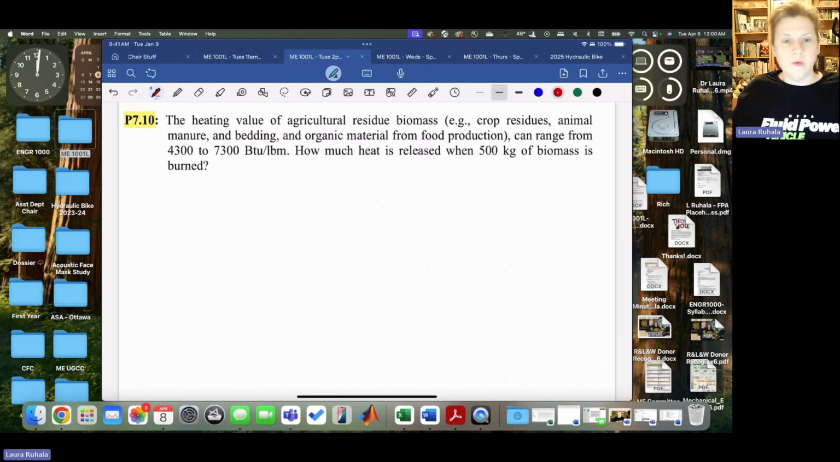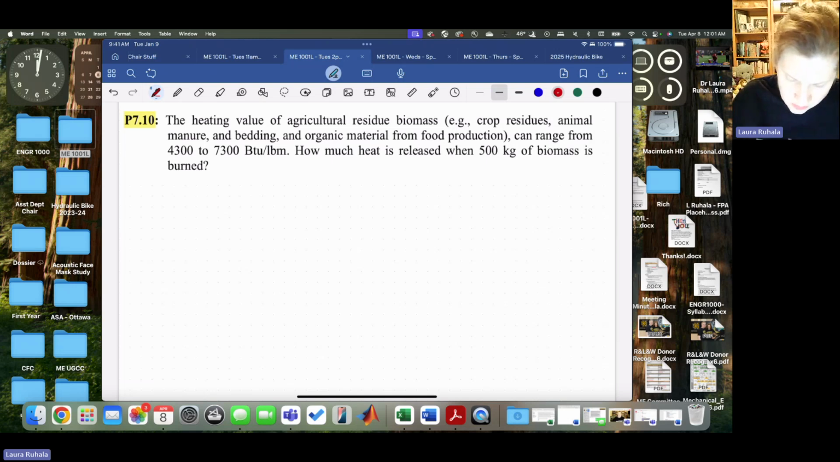Okay, so the heating value of agricultural residue biomass. Agricultural residue biomass would be things like crop residues, animal manure, bedding, organic material from food production. There are lots of residue biomass that comes from agriculture. And the heating value can range from 4,300 to 7,300 BTU per pound mass. How much heat is released when 500 kilograms of biomass is burned?